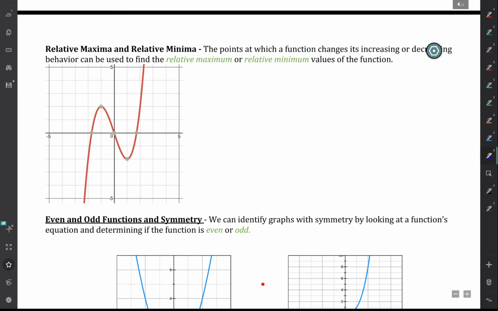Okay, now if we find the points where a function changes from increasing to decreasing or decreasing to increasing, then that will help us find the relative max or relative minimum values of that function.